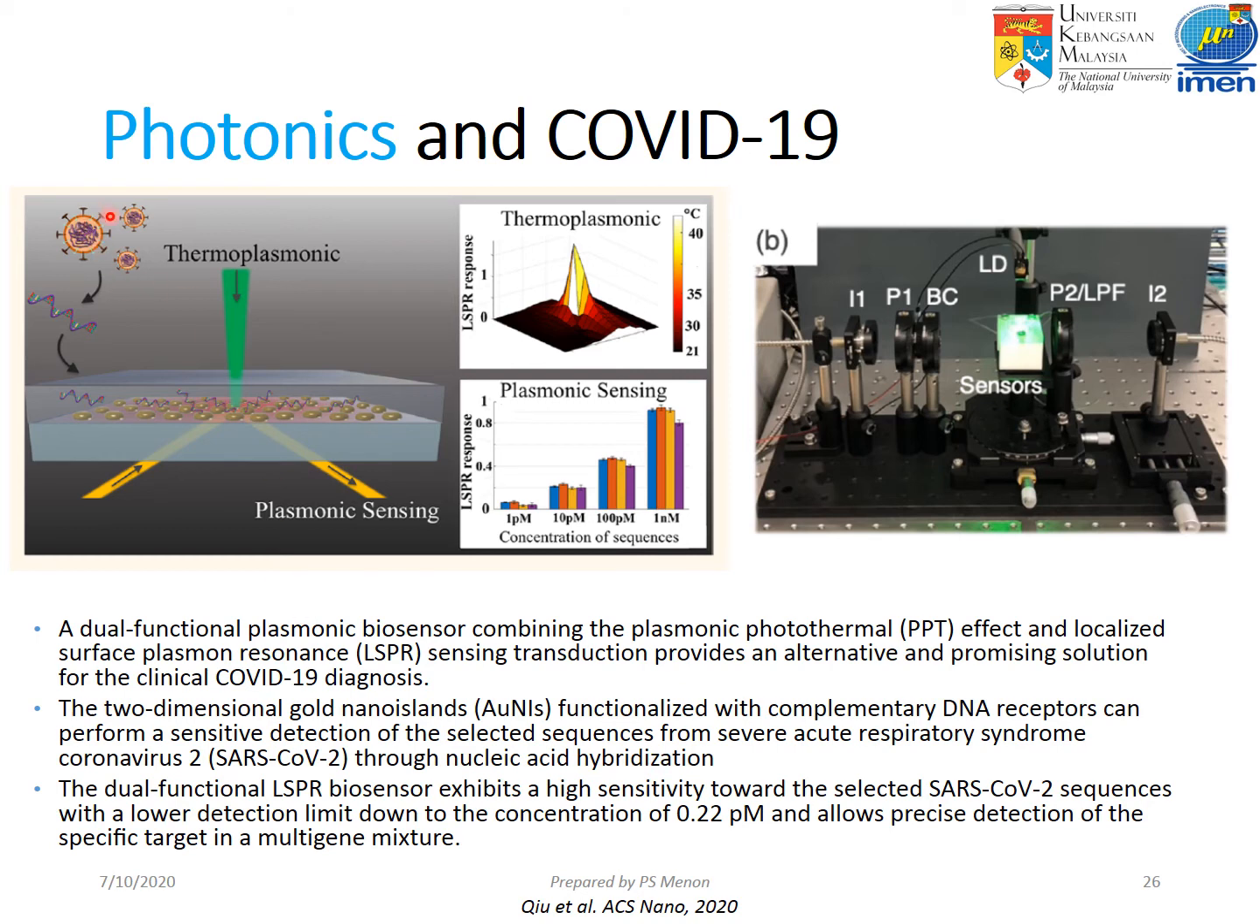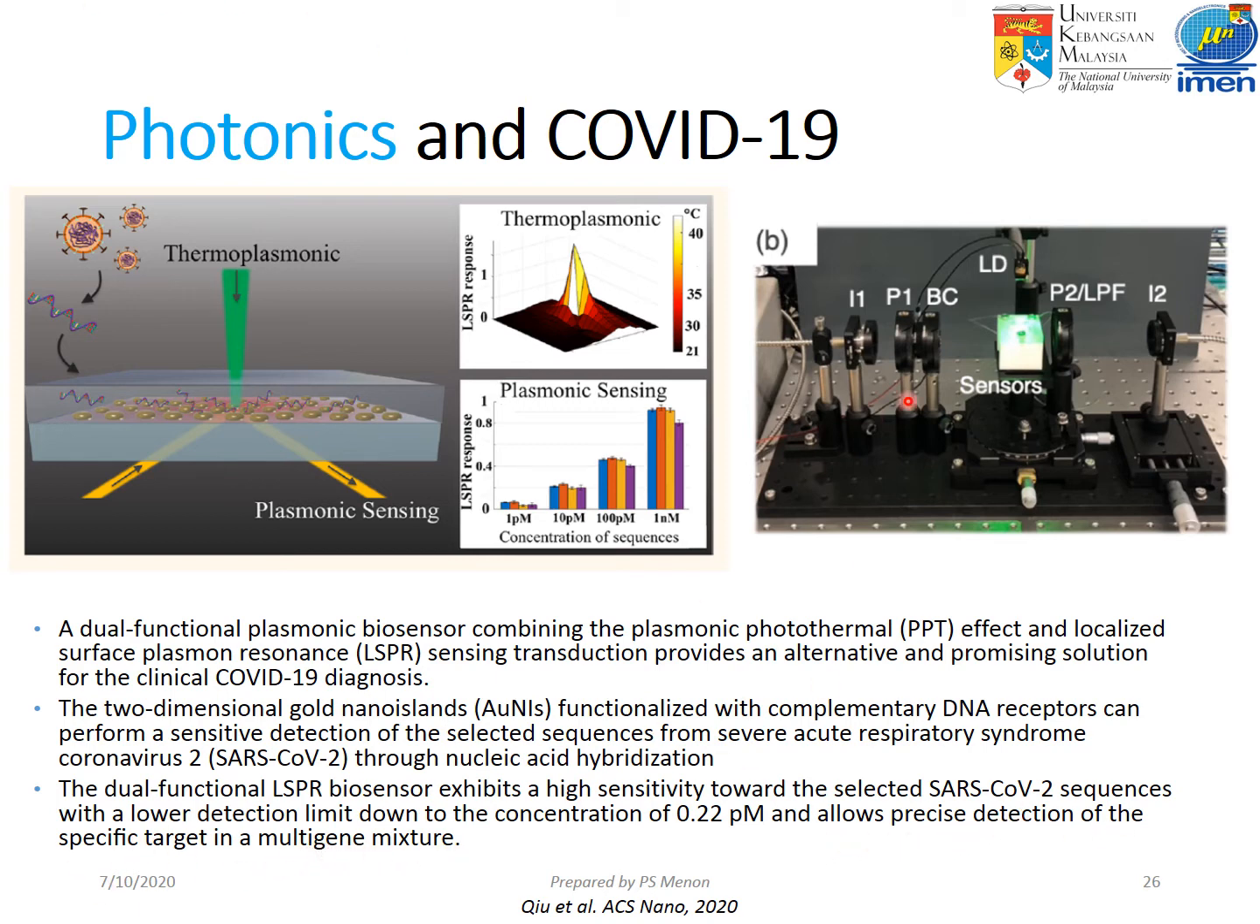So if you have the COVID virus and it's attached to this functionalized layer, so if someone has got the virus, we can see a difference in the curve of the sensor. So it exhibits high sensitivity towards the selected SARS-CoV-2 sequences with a lower detection limit down to a concentration of 0.22 picomolar. So very small amounts. Even if a little virus is present, the sensor can detect whether this person has got the virus or not. And it allows precise detection of the specific target in a multi-gene mixture.